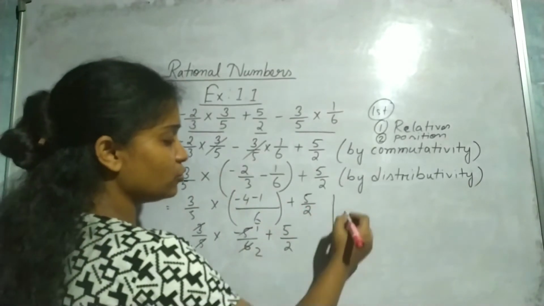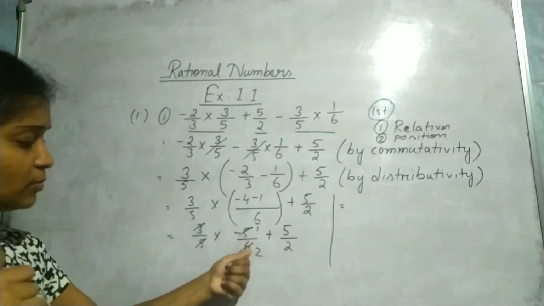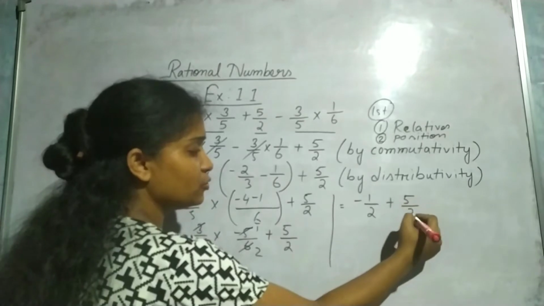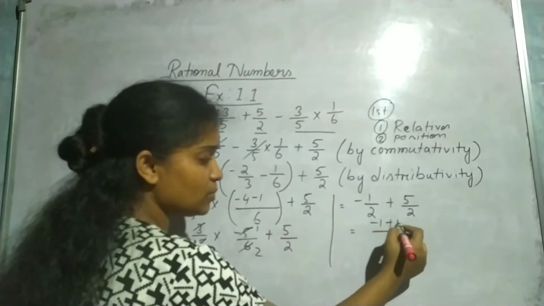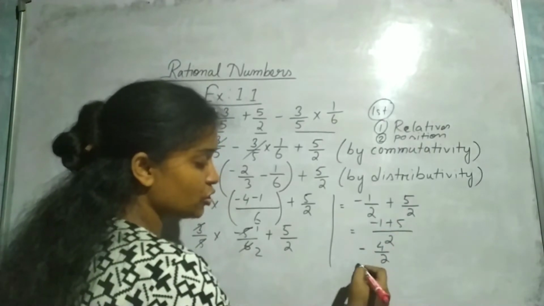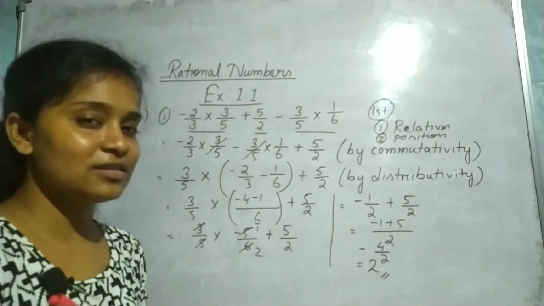After that what can you do? Here look, what number is left? Minus 1 by 2. Here is left minus 1 by 2 plus 5 by 2. After that LCM is 2, minus 1 plus 5. 5 minus 1 is equal to 4 by 2. So your answer is what? 2. So this is your required answer.